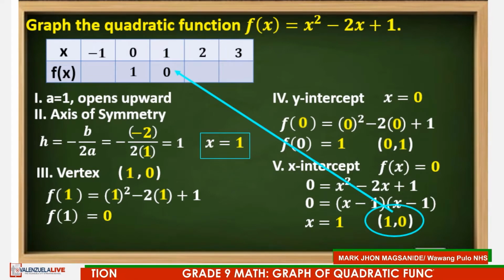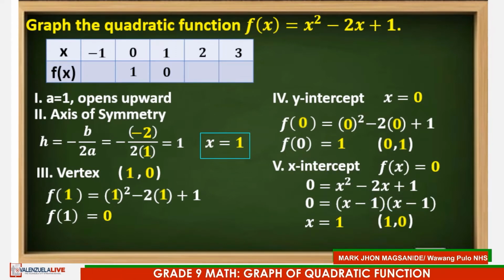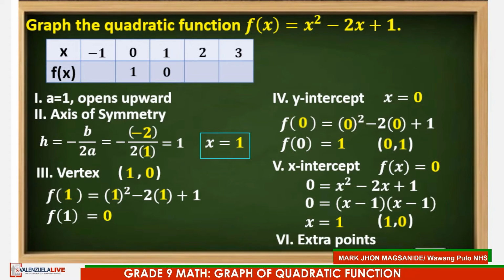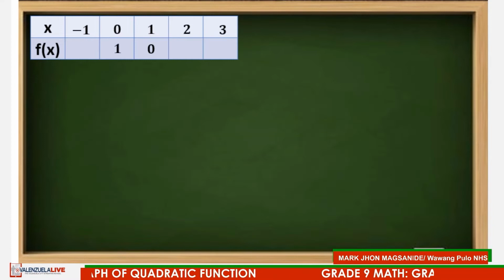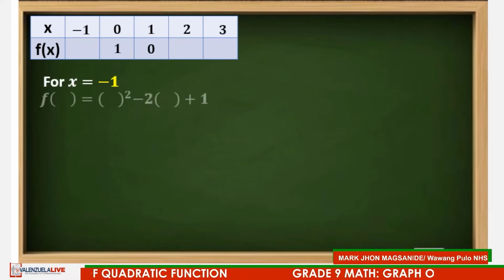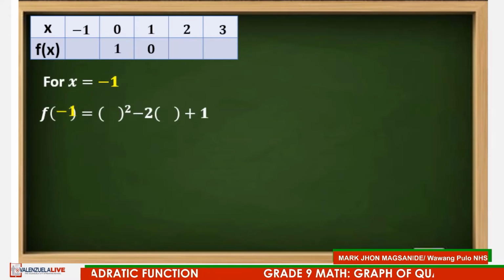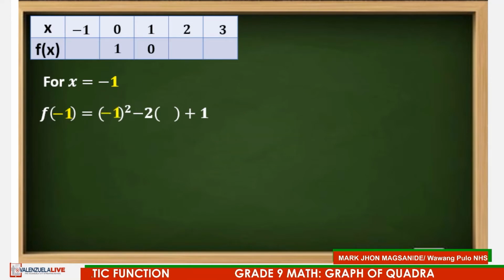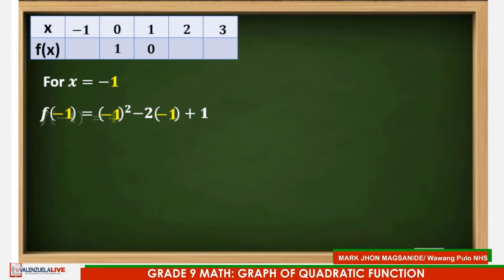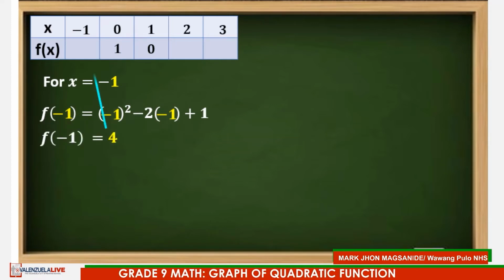To complete the table of values, we have to find extra points by substituting negative 1, positive 2, and positive 3 as the value of x in the function. For x is equal to negative 1, f of negative 1 is equal to the square of negative 1 minus 2 times negative 1 plus 1. The value of the function is 4.